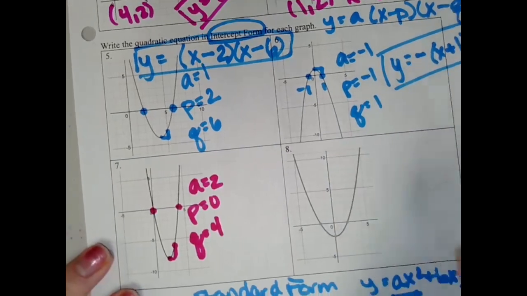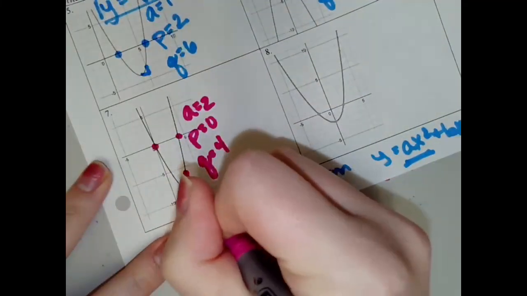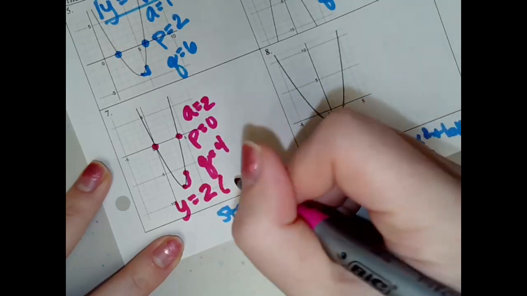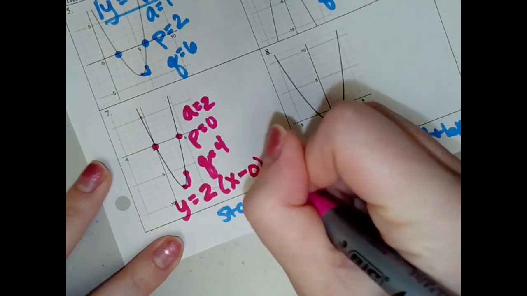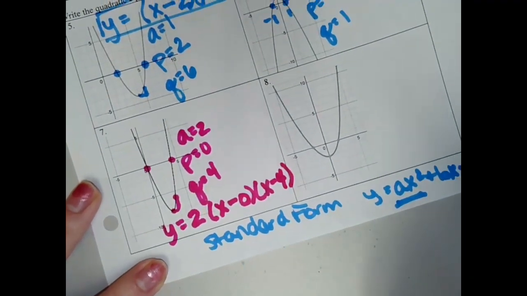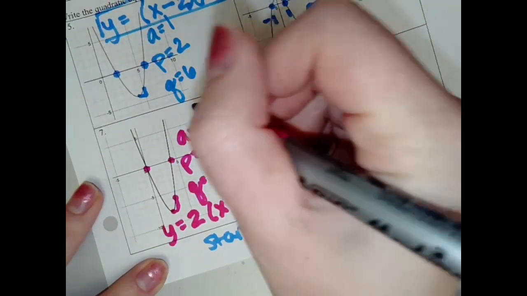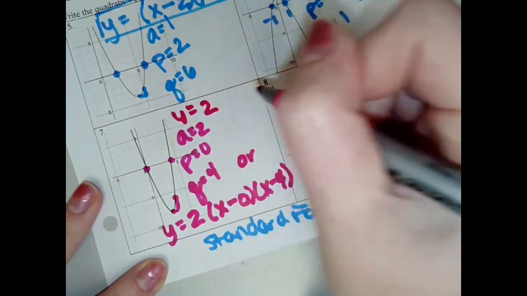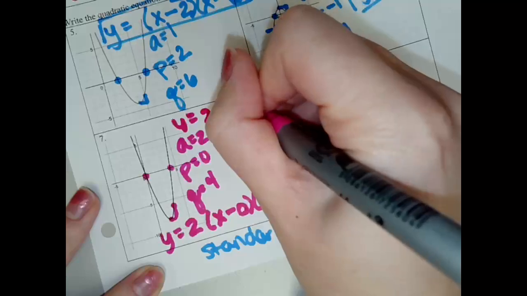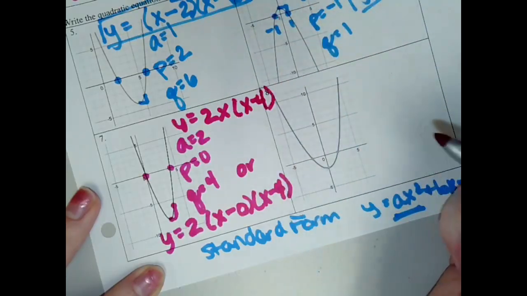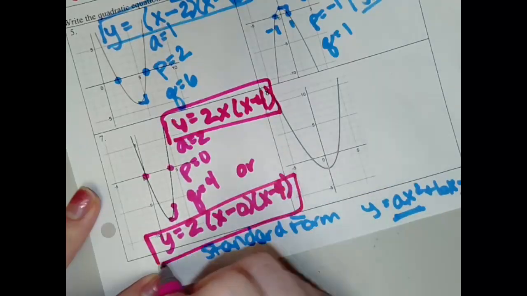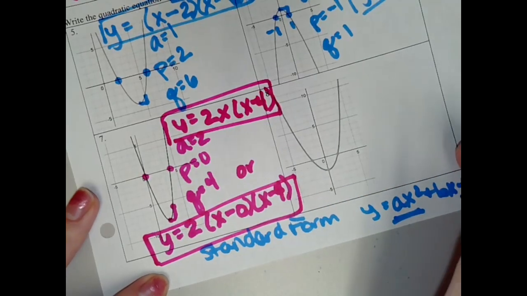So there's two ways you can write this equation. You could do y equals, A goes out front, so 2. You can plug in 0, so you can say x minus 0 times x minus 4 when you plug it in. Or you could have put y equals 2. X minus 0 is just x, so you could put 2x times x minus q, so x minus 4. So this would be an acceptable answer, and this would be an acceptable answer.